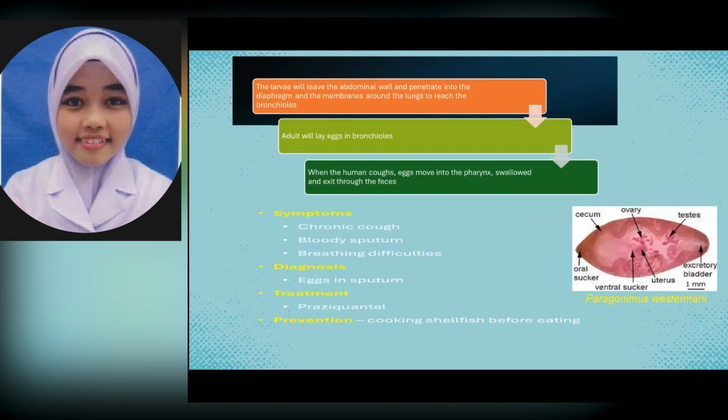Next slide, the larva will leave the abdominal wall and penetrate into the diaphragm and the membranes around the lungs to reach the bronchioles. The adult will lay eggs in the bronchioles, and when the human coughs, eggs move to the pharynx and are swallowed and exit through the feces. The symptoms of the disease are chronic cough, bloody sputum, and breathing difficulties. The diagnosis is eggs in sputum. Treatment is like praziquantel, and cooking shellfish before eating is a way to prevent the disease.